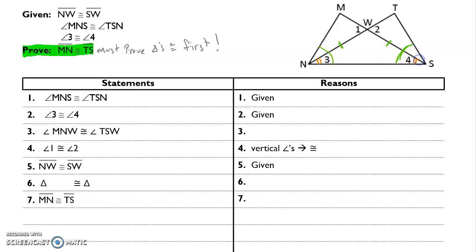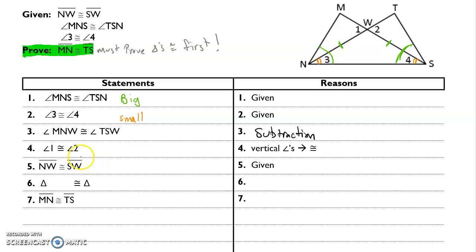Okay. So because my big angle, this green one that I have marked in my diagram, is congruent as a given statement, and angles 3 and 4 are congruent, these are my small angles. That is the subtraction property, allowing me to state that angle MNW is congruent to angle TSW. That was my subtraction property. So quick review of some properties here.